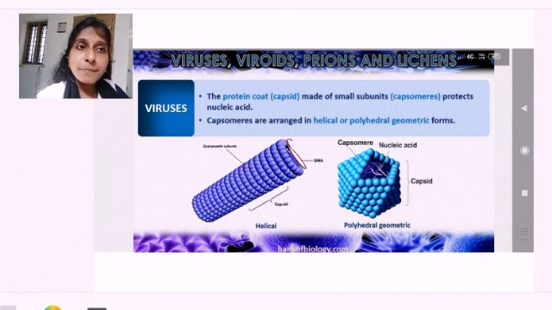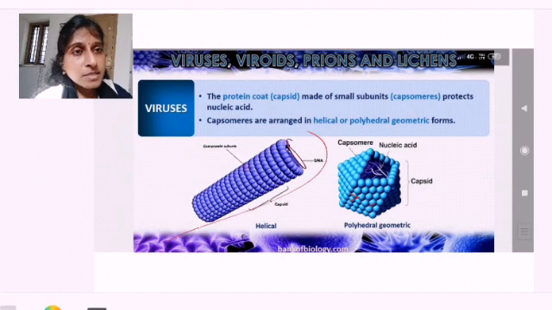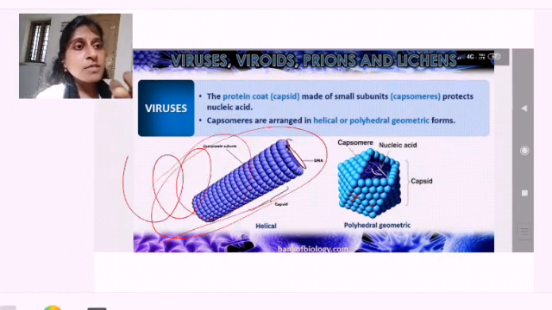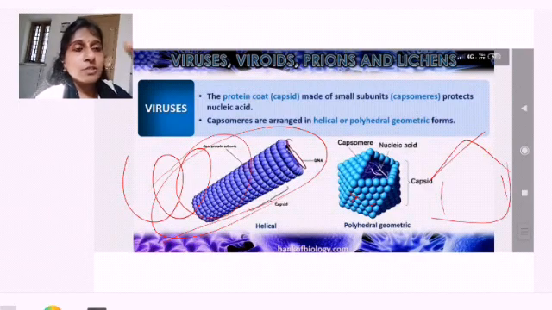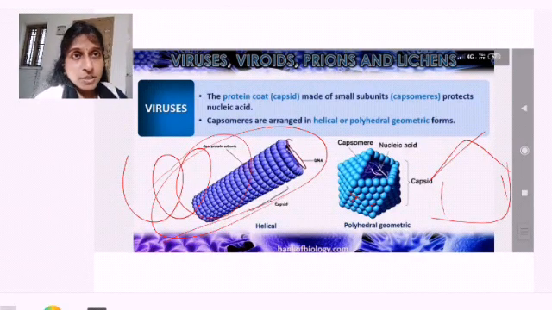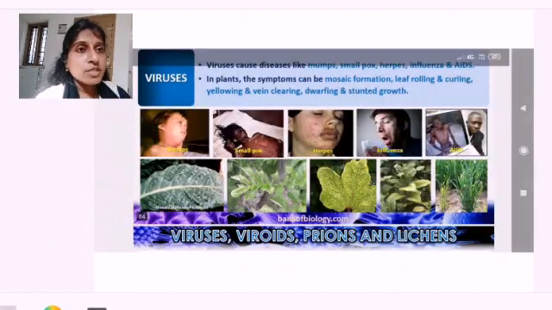Now moving on to viruses, the protein coat, we call it as capsid. What do we call them? Capsid, made up of small subunits. You can find the small round subunits. Those subunits we call it as what? Capsomeres. Okay. So this is protecting the nucleic part inside. Capsomeres are arranged in helical or polyhedral geometric structure, like this, and they will be present like a crystal form outside.